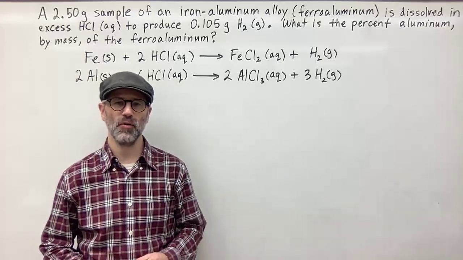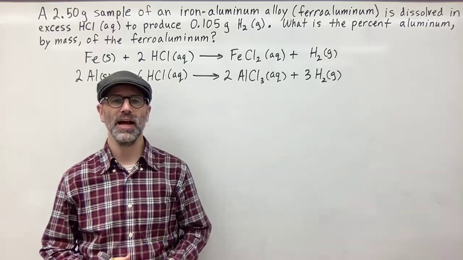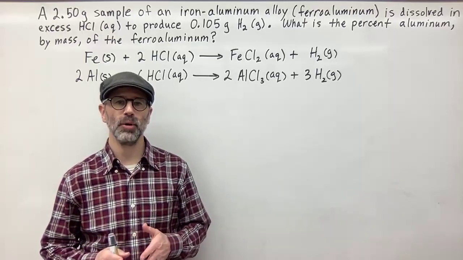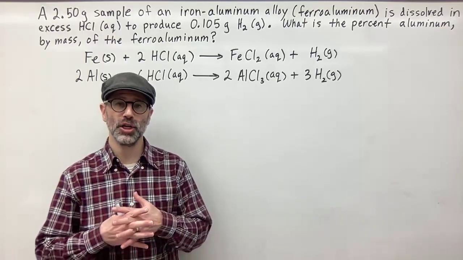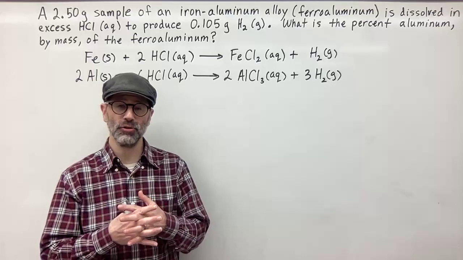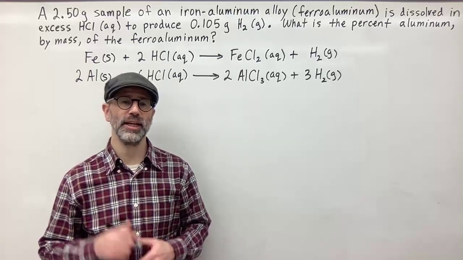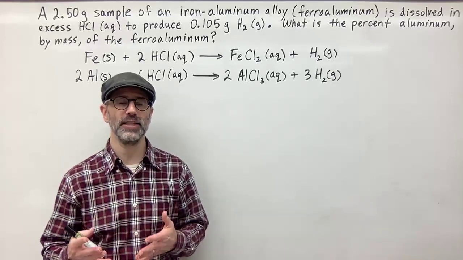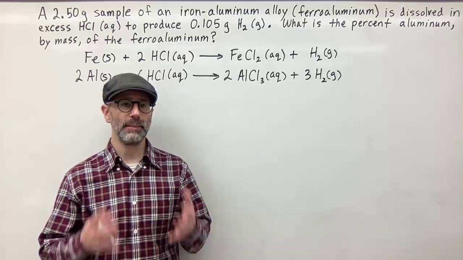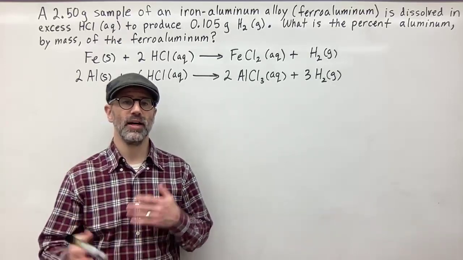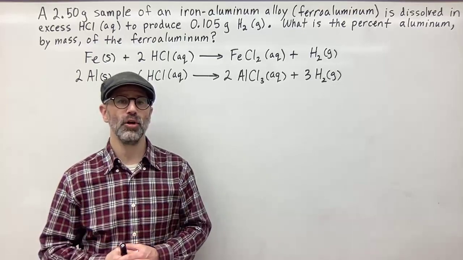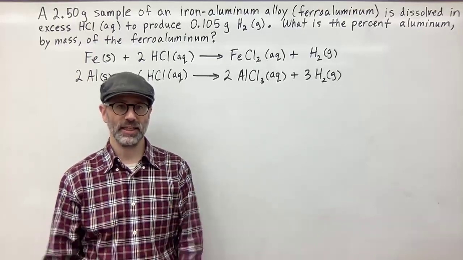My name is Mr. Cobalt, and in this video I'm going to be going over how to solve a problem where you have a mixture of two metals that react to form a certain amount of hydrogen, and you're asked to find the percent aluminum by mass of this alloy ferroaluminum. And so let's get into this.